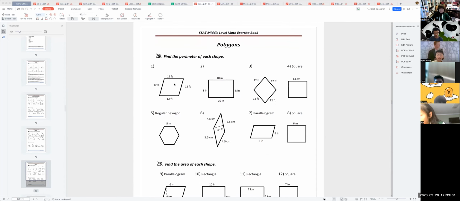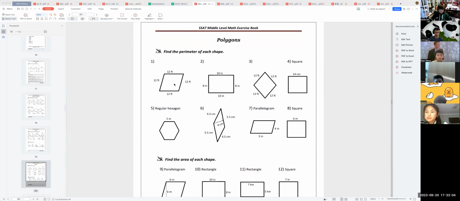Find the perimeter of each shape. Okay, so boys and girls, before we start learning how to do these questions, I want to ask you a very simple question. What is perimeter? Does anybody still remember that? Okay, Ava. Perimeter is like the outside of a shape. Very good. Suppose yourself is a little ant, right? You just crawl across the shape, like how long you crawl, right, everybody?